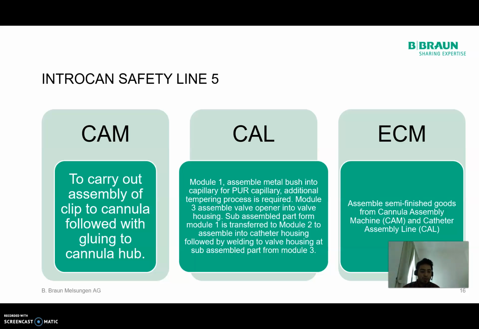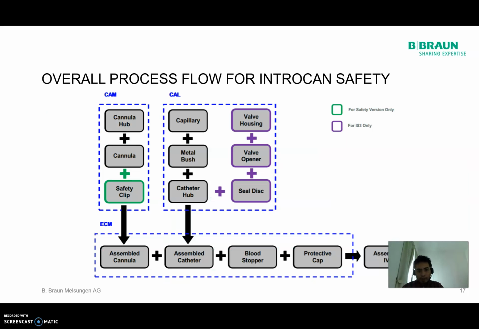The ECM machine functions to assemble semi-finished goods from the cannula assembly machine, CAM, and the catheter assembly machine, CAL. This is overall the process flow for Introcan Safety. We have three machines, which are CAL, CAM, and ECM.